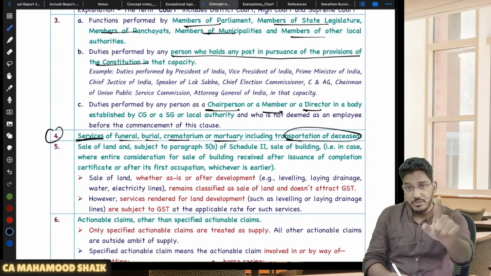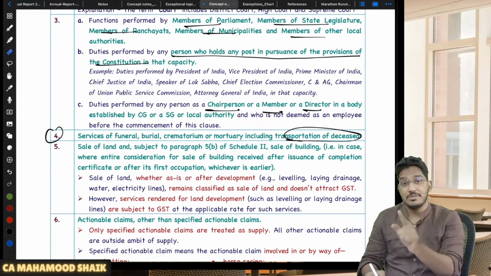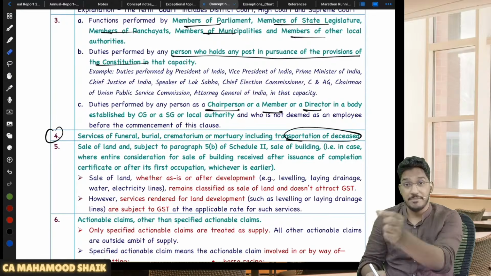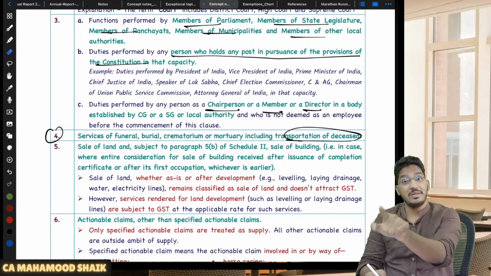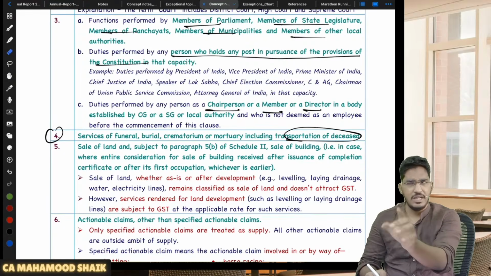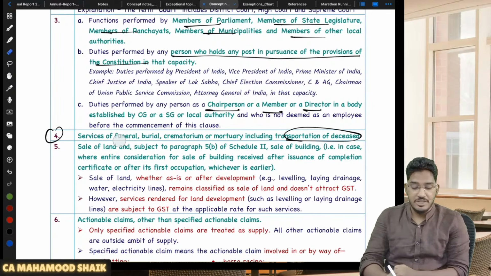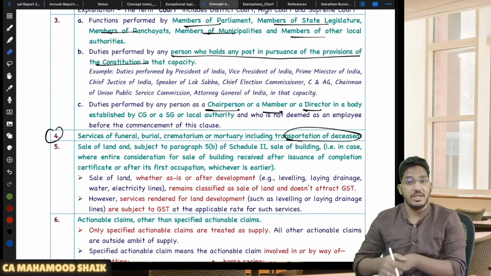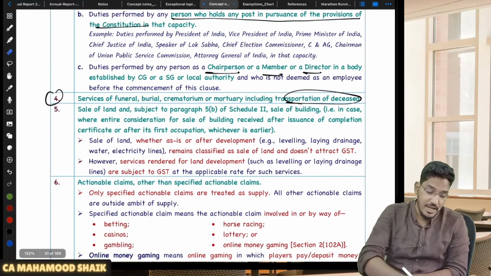One more important point you have to pay attention to here. Only services related to funeral, burial, crematorium, mortuary, including transportation of the deceased will not be supply. If you buy any goods in relation to funeral, burial, crematorium, that will be taxable. That will be supply. Whether it is exempted or not, it depends later, but that will be supply. Only services in relation to funeral, burial, crematorium, mortuary, including the transportation of the deceased person, will not be treated as supply. Next one, sale of land.